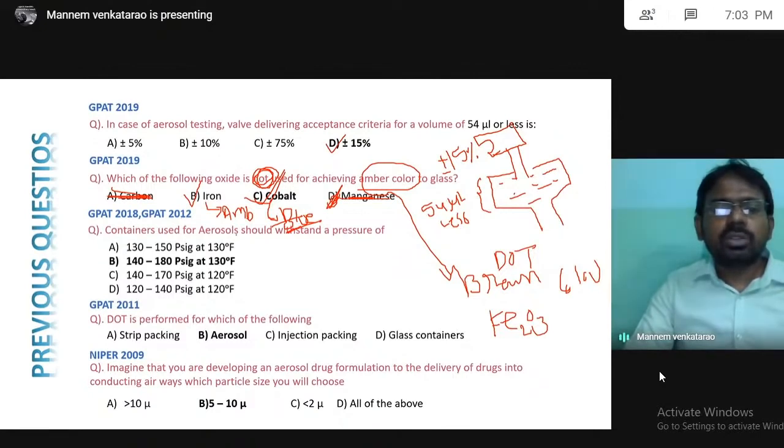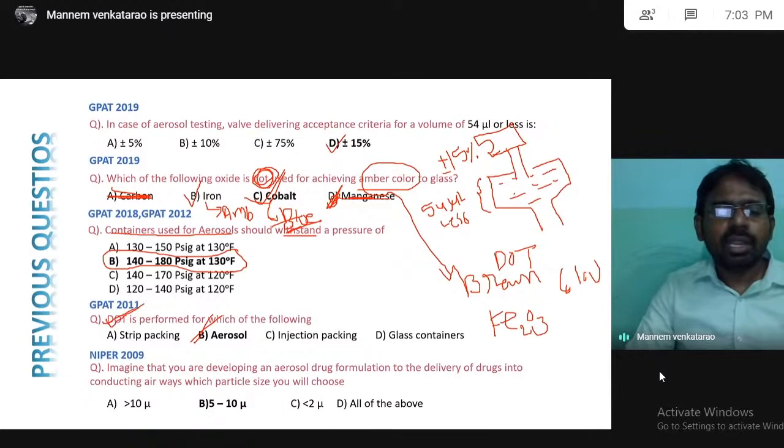Containers used for aerosols should withstand a pressure of, friends, you know that. Aerosol container means immediately you remember metals only, because only they can withstand higher pressure. That is 140 to 180 pounds per square inch gauge at 130 degrees Fahrenheit. Next, DOT is performed for which of the following aerosols? Where did you hear DOT? Department of Transportation. It is entirely related to aerosols, because all guidelines to perform evaluation tests of aerosols are given by DOT.